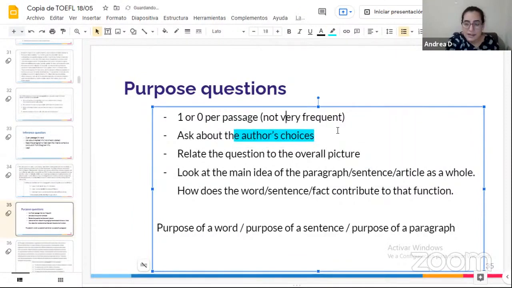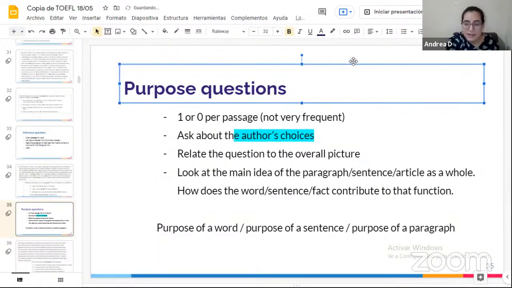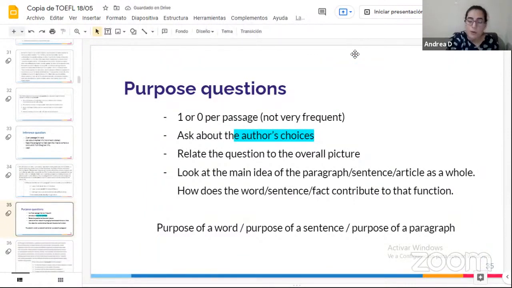Like when you analyze literature, you're constantly asking yourself, why does the author include this? Or why does the author say that? So it's basically like that.